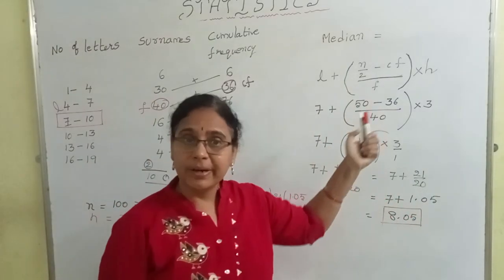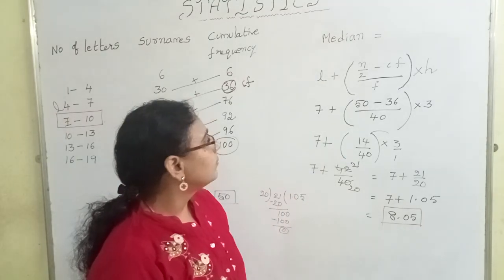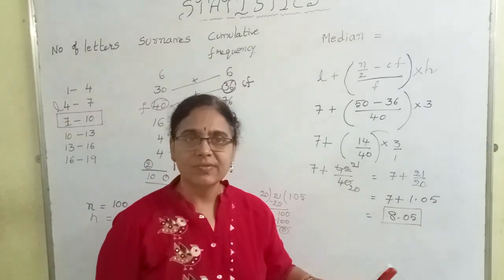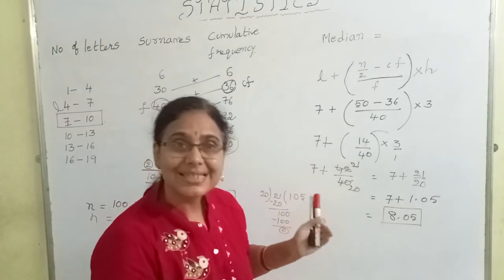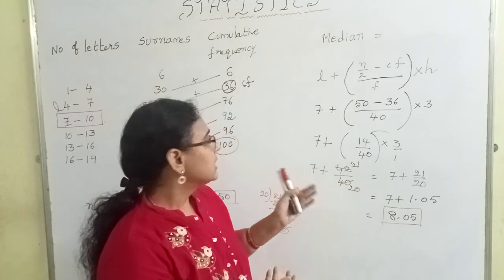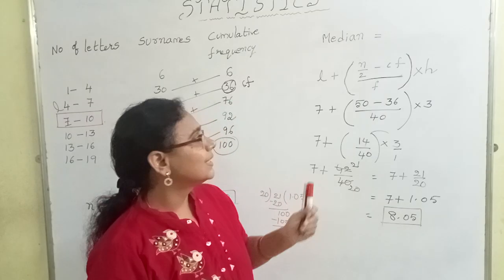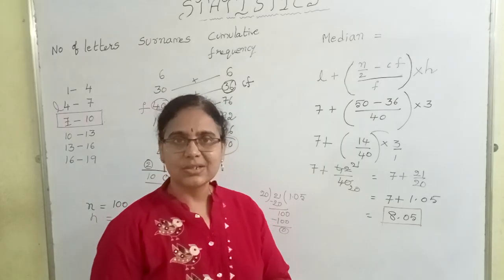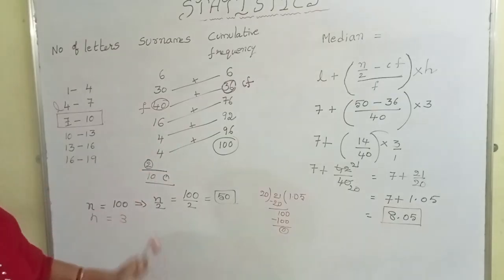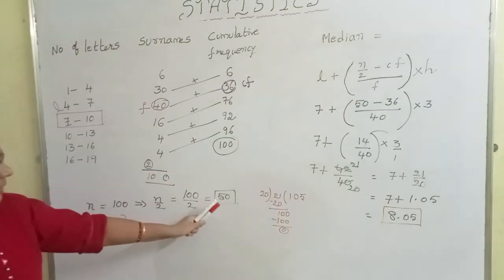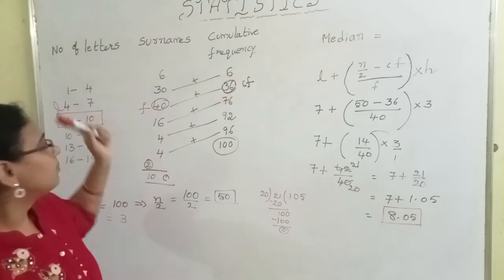L plus n by 2 minus CF by F into H. L means lower limit. N by 2, the total frequency divided by 2. CF is cumulative frequency, which is the number less than n by 2. F means the frequency, basing on the CF we have to write it. H is the difference between the class intervals. Everything you have to write: cumulative frequency, first find n by 2, then this lesser number you need to write, next number F, median class.